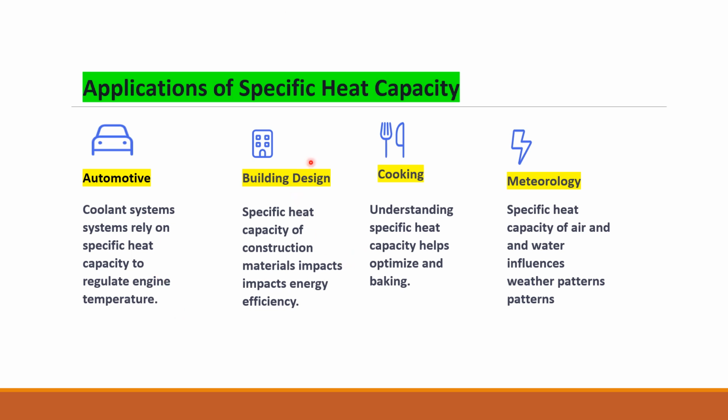Then next is building design. Specific heat capacity is used to identify the materials for construction of buildings, because some materials absorb more heat energy, and some materials absorb less heat energy. So in summer, if a material absorbs more energy, we feel heat inside the building. That type of thing has to be taken care of while choosing the materials for building design.